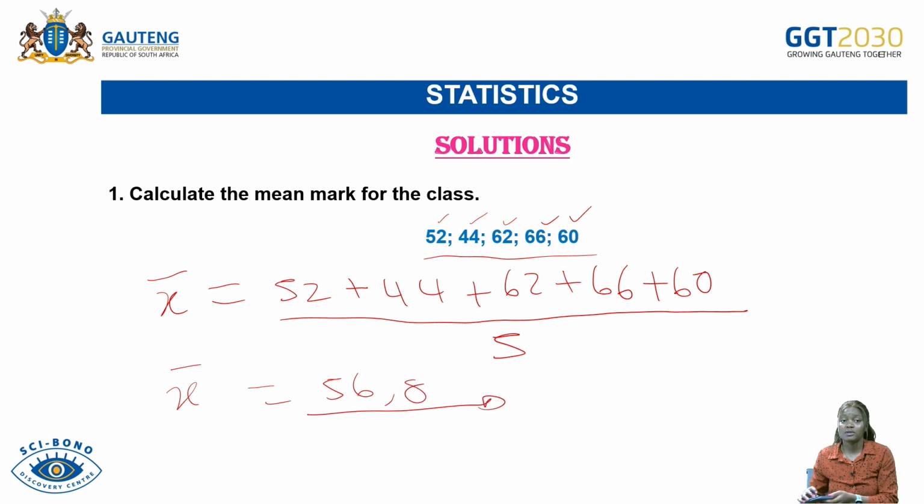You can just double check with your calculator and make sure that my answer is correct. You say 52 plus 44 plus 62 plus 66 plus 60, and you say it's all over 5. Okay, it is 56,8.